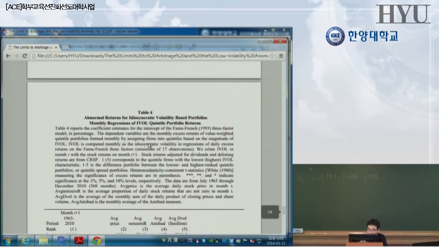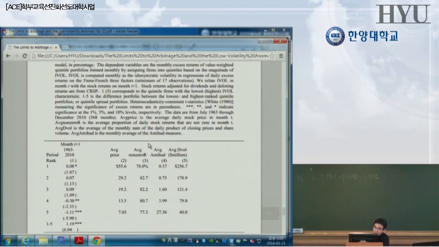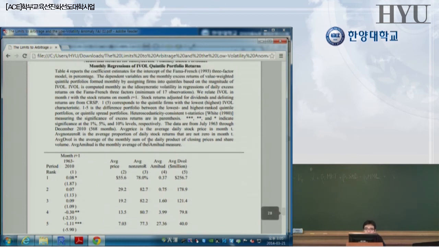Table 4. Table 4 numbers are the same. Okay. So again, Table 4 reports the same coefficient estimate for the intercept of the Fama-French three-factor model. Here, alpha terms are in the table. The dependent variable is the same monthly excess return of the value-weighted quintile portfolio formed monthly by assigning funds into quintiles based on the magnitude of IBOR. And the IBOR is computed monthly as an idiosyncratic volatility, the standard deviation of the daily excess return residuals from the Fama-French three-factor model, with a minimum of 17 observations. Same. We relate IBOR in month T with the stock return in month T plus 1. Okay, so now we focus on just 1 month, strong 1 month performance. Stock returns are adjusted.